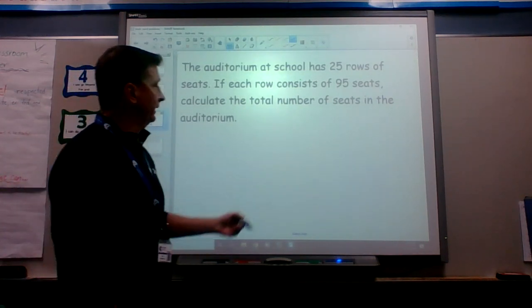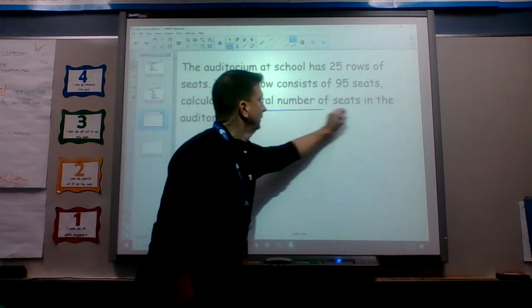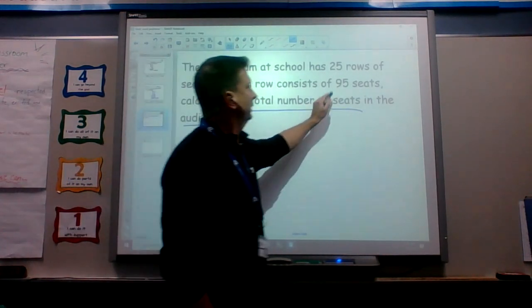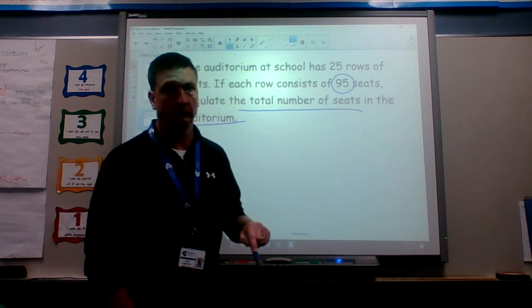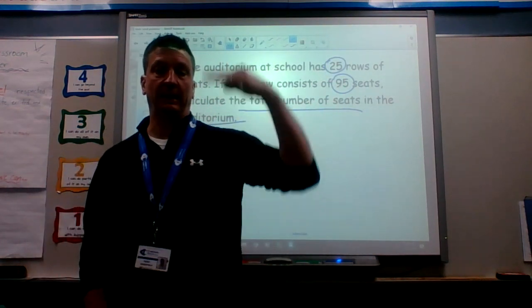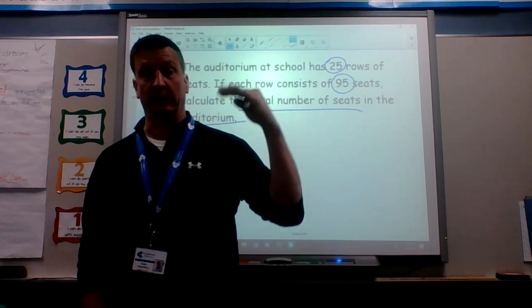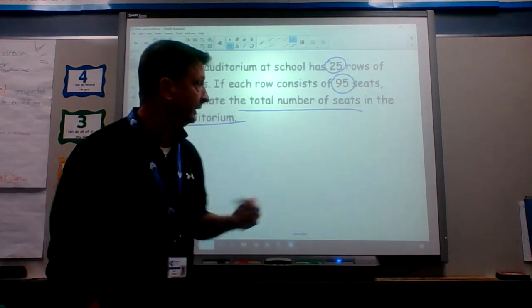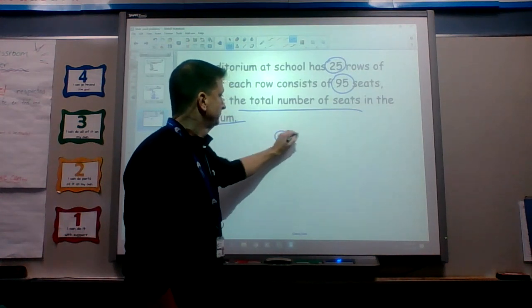So if we look at that, I've got 95 would be an important number. I know I've got 25 rows. So instead of adding 95 plus 95 plus 95 and doing that 25 times, I can just multiply that.